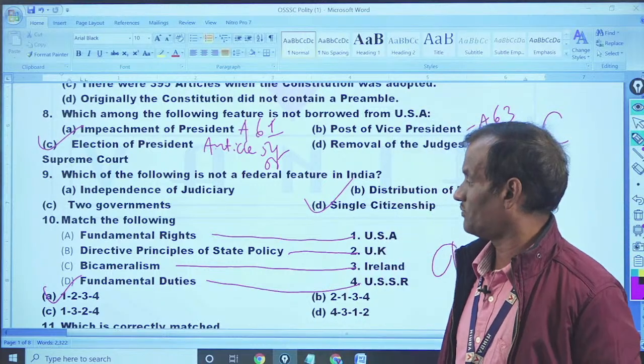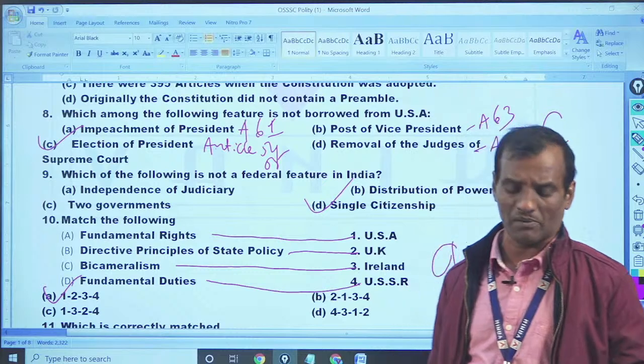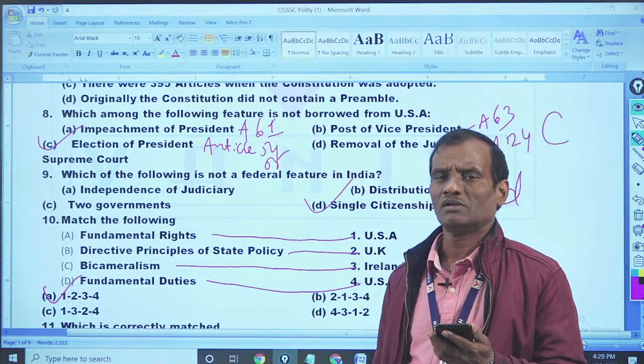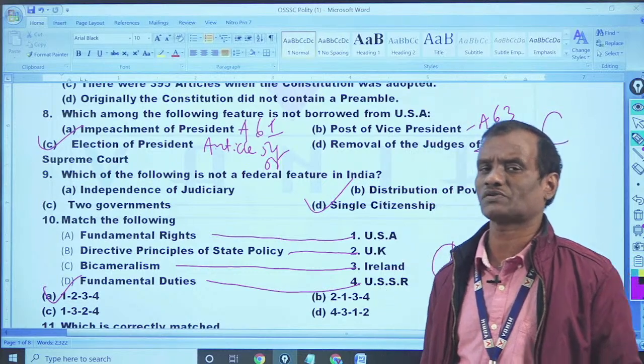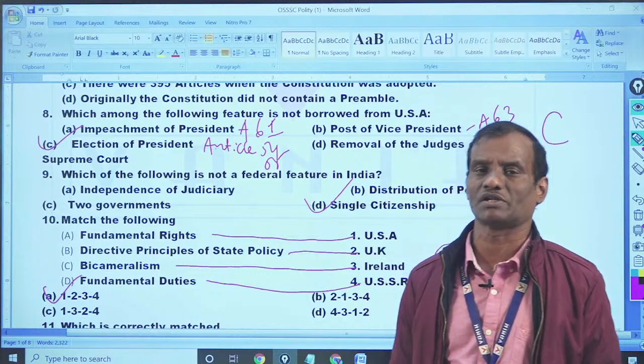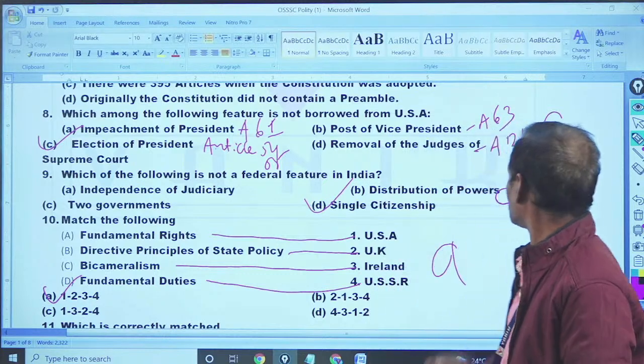America, the United States of America, has a dual constitution, because the states have their own constitution and there is also a federal constitution in America. So the answer is A, D, C.